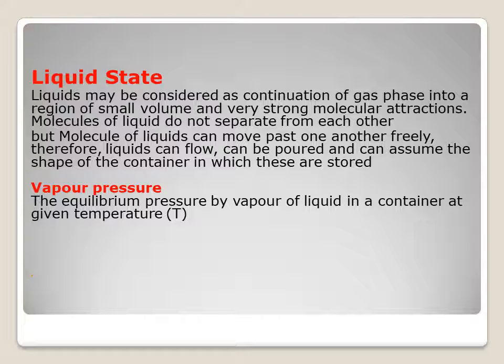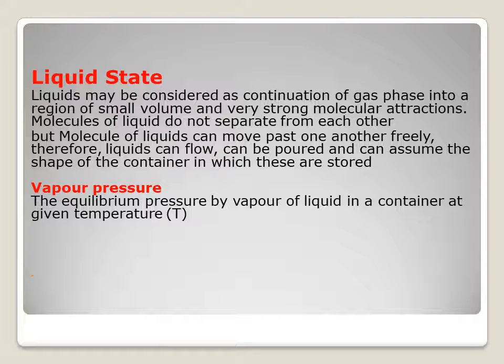Now, let's come to the third state of matter, the liquid state. This is the last topic of the chapter. Liquids may be considered as a continuation of the gas phase into a region of small volume and very strong molecular attractions. Molecules of liquid do not separate from each other, but molecules of liquids can move past one another freely. Therefore, liquids can flow, can be poured, and can assume the shape of the container in which they are stored. It is very well known to all of you. These are properties of the liquid state.